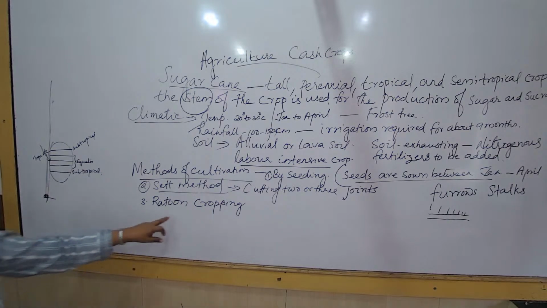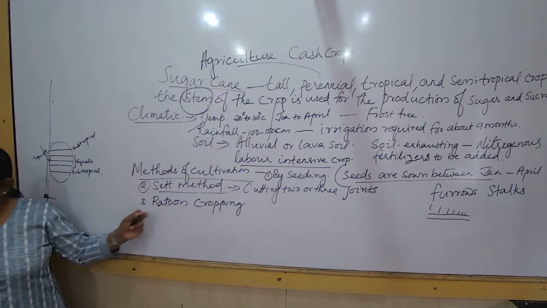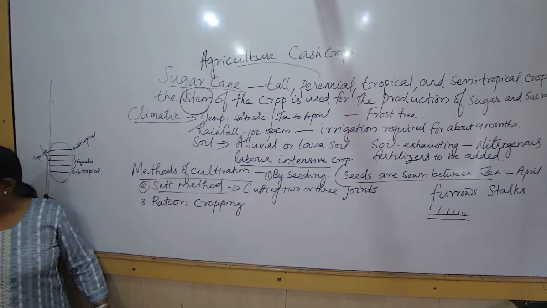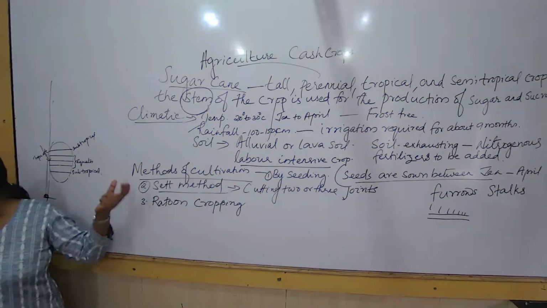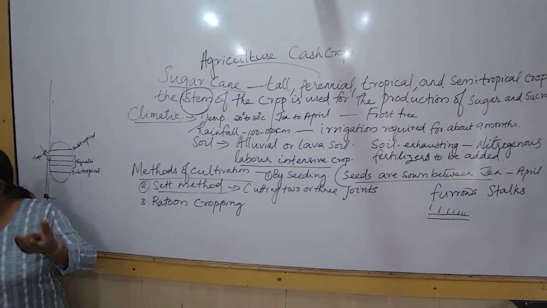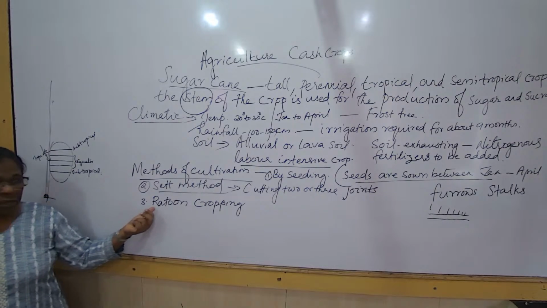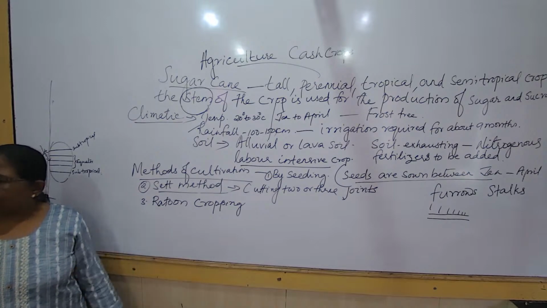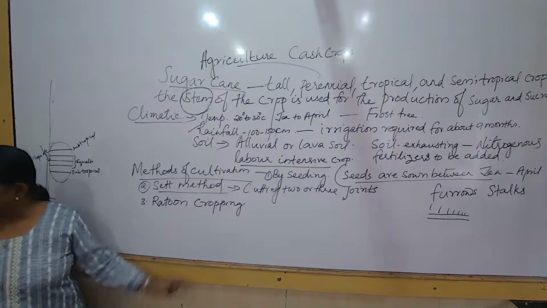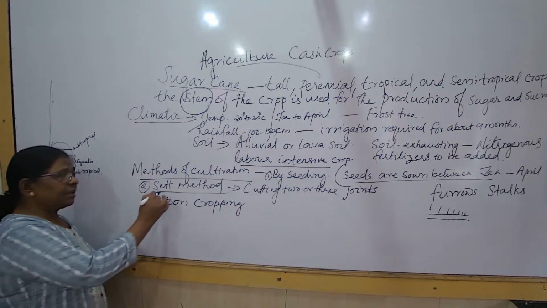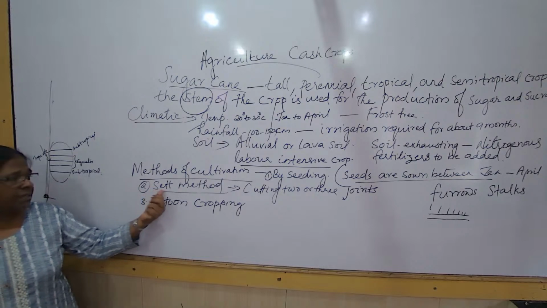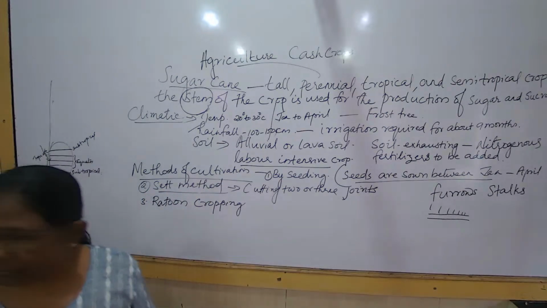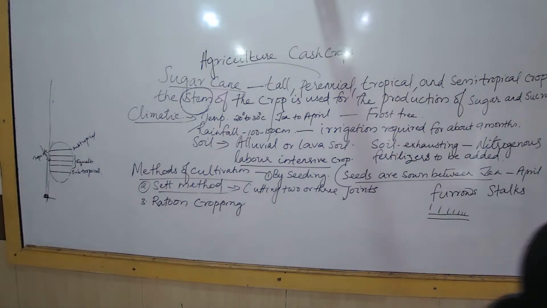If ratooning is there, the buds which come from that continuous growth will not have that much production capacity. That is why they do ratooning for a maximum of 3 seasons. Afterwards they completely remove it and start the planting method again. Clear? So these are the 3 different ways.